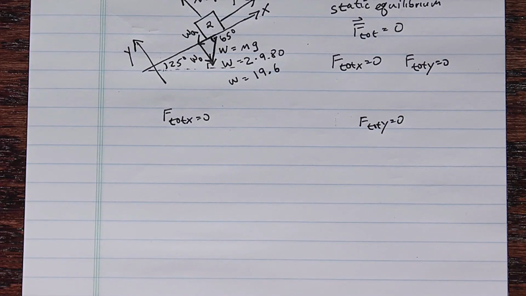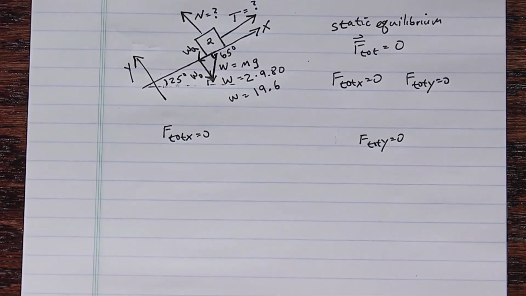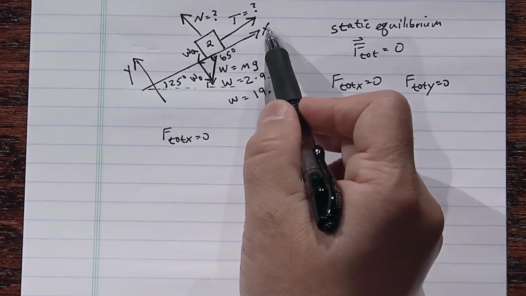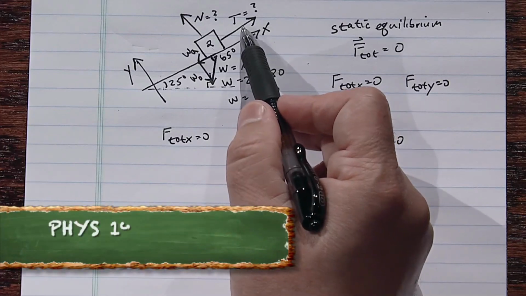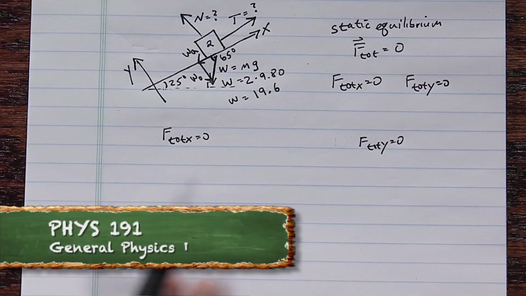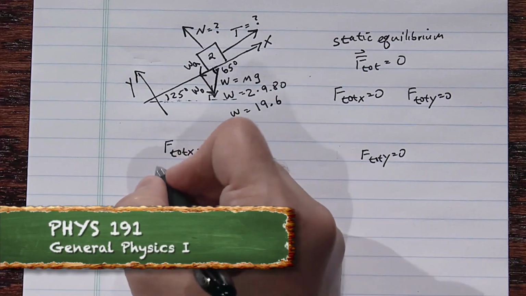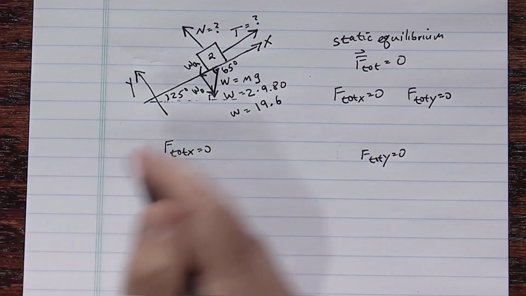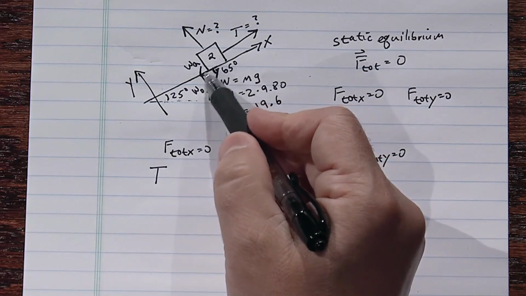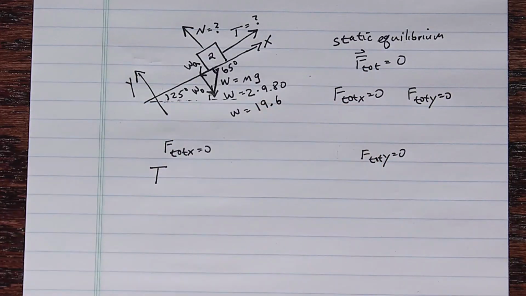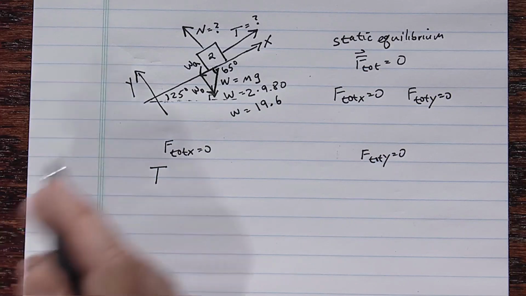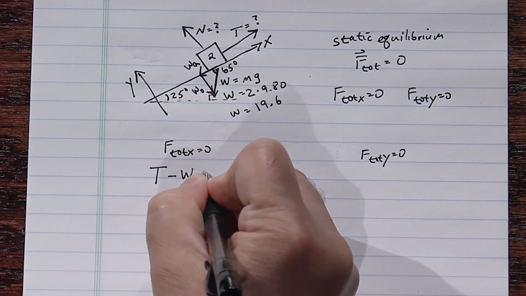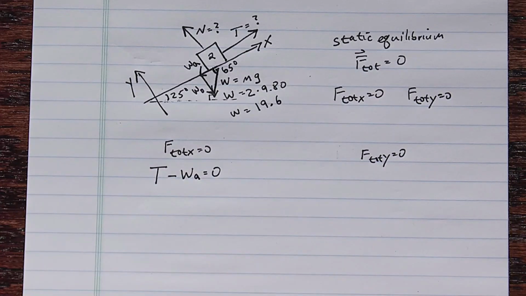Now, what forces do we have pulling in the x direction? Well, remember that x is parallel to the ramp now, and in the positive x direction we have tension. So we have tension pulling up the ramp, and weight, or at least the adjacent component of weight, is pulling the box down the ramp. So that would be tension minus weight adjacent is equal to 0.